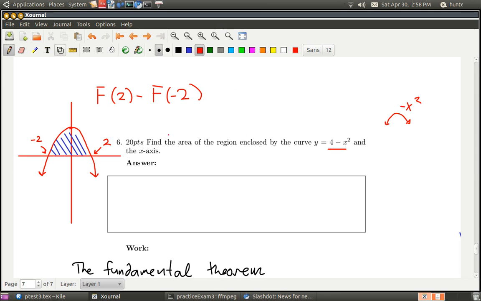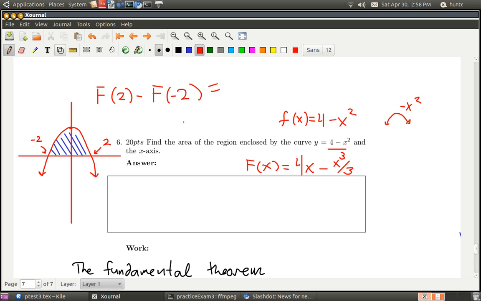And now all we have to do is figure out what the antiderivative capital F is. So that should be easy. So here's this function f of x equals 4 minus x squared. So it's pretty easy to find the antiderivative of that. So just do it piece by piece. So the antiderivative of 4 is 4x. Okay, now this other part is slightly trickier. The antiderivative of x squared is x cubed over 3. Okay, so awesome. And now I need to plug these things in.